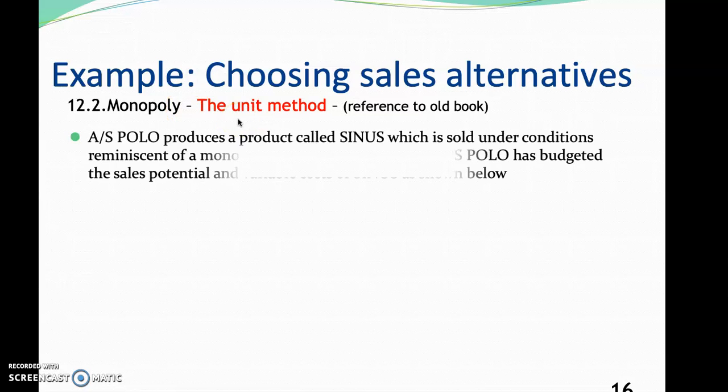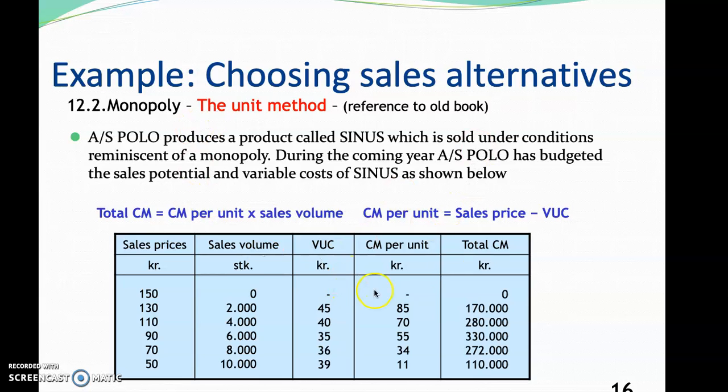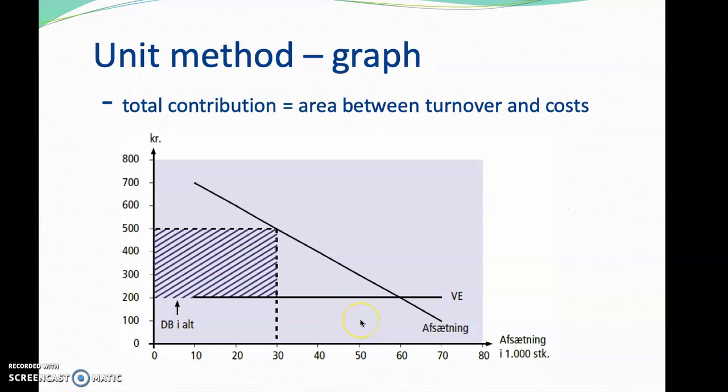Example with the unit method. Again, same. Then we have the total contribution method. The unit method referred to in our book. We have the total contribution margin, but instead of just looking at the total contribution margin, we look at, in this case, here. If we see here, total contribution equals the area between turnover and cost.